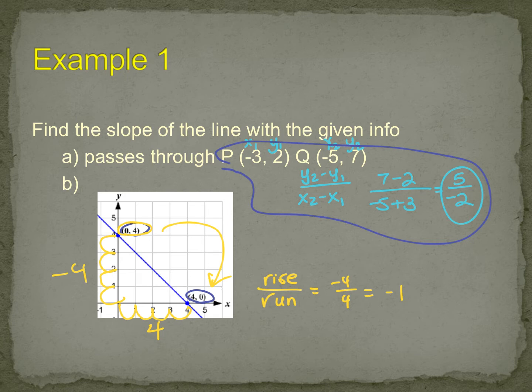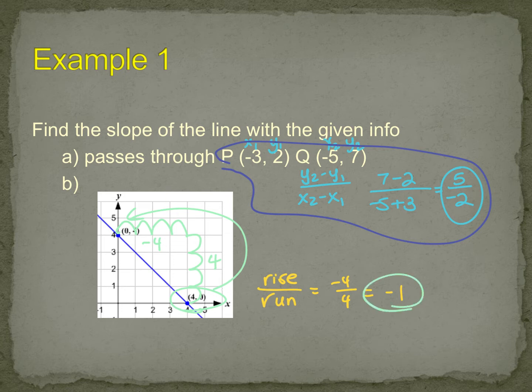I can also reverse the order on that count. So I could pick either point to start with. I could start with this point and work my way up to this point. So my rise would be 1, 2, 3, 4. And my run, 1, 2, 3, 4 to the left. So it's negative. Now it's 4 over negative 4, which still simplifies to be negative 1. So it doesn't matter which way you count, as long as you always put your rise over your run.